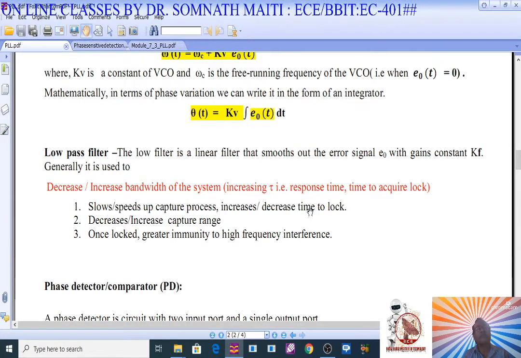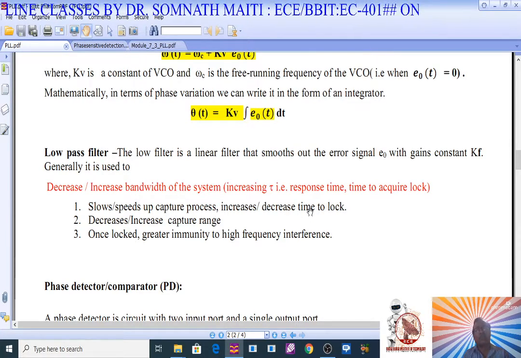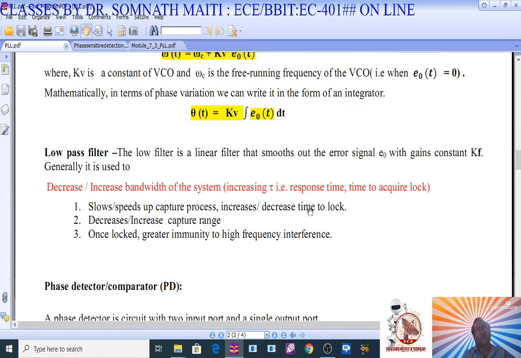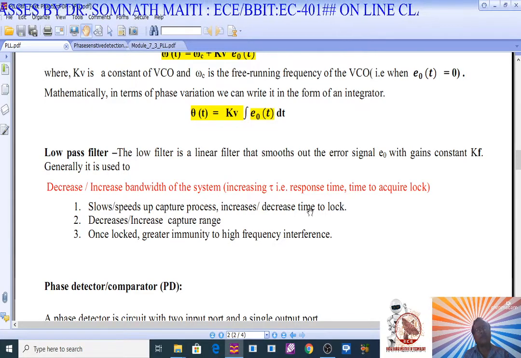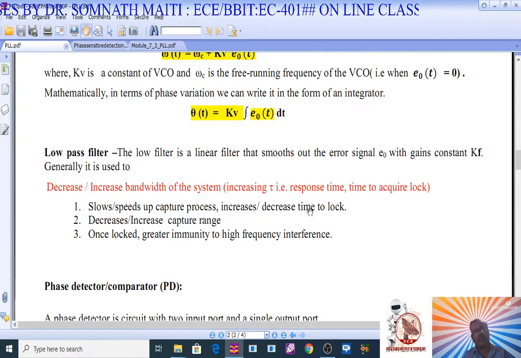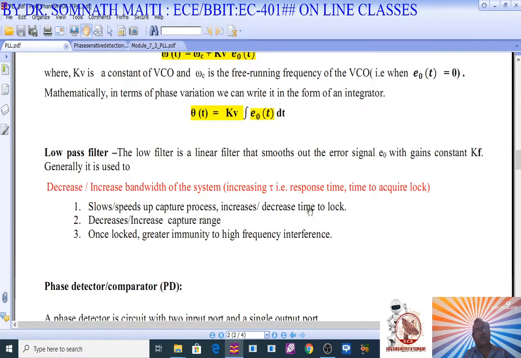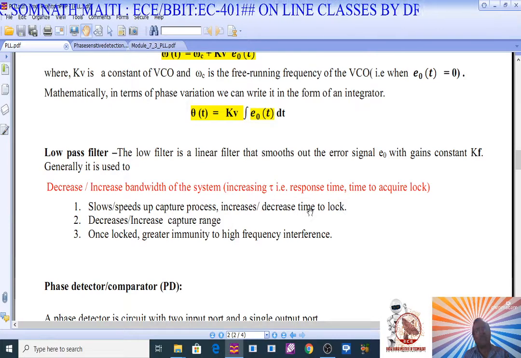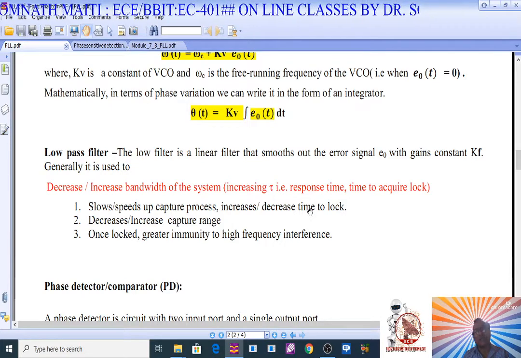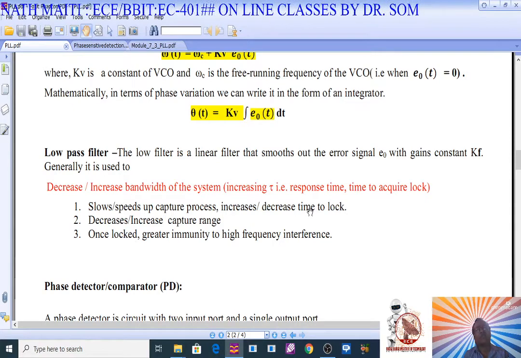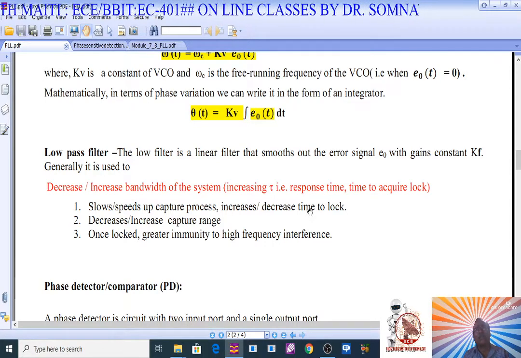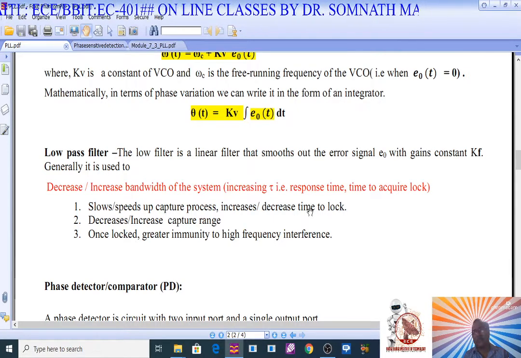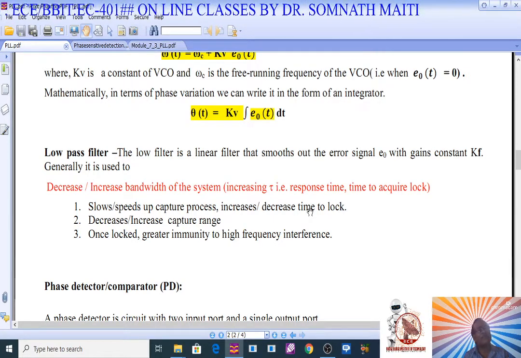The low pass filter is a linear filter that smooths out the error signal e0(t) with gain constant Kf. A filter is a system which allows a certain band of frequency and rejects a particular frequency range. So it allows a certain range of frequency, meaning its gain is high at those frequencies. Rejects means its gain is low at those frequencies. So the allowed band is multiplied by a factor, let's say Kf, and the band of frequency which is not allowed, the gain is 0.